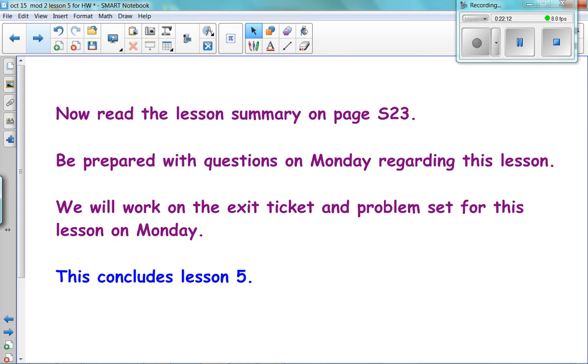Now read the lesson summary on page S23. Pause the video if you need to. The summary is important. I'm not going to repeat it here. Be prepared with questions on Monday regarding this lesson. We will work on the exit ticket and problem set for this lesson on Monday.